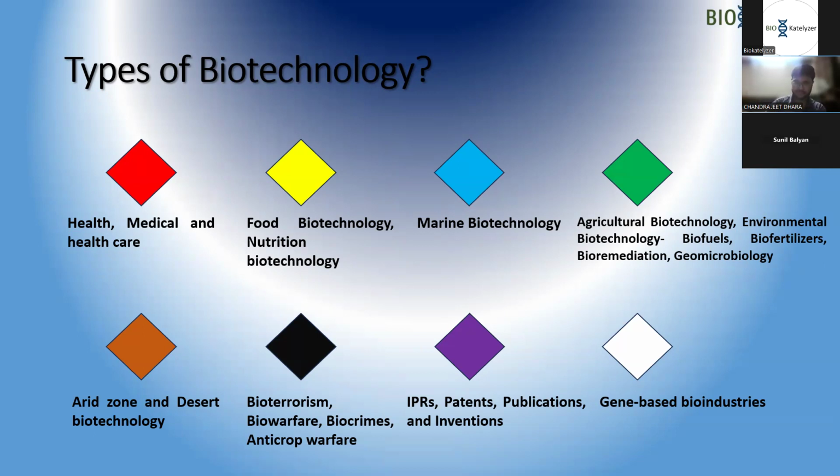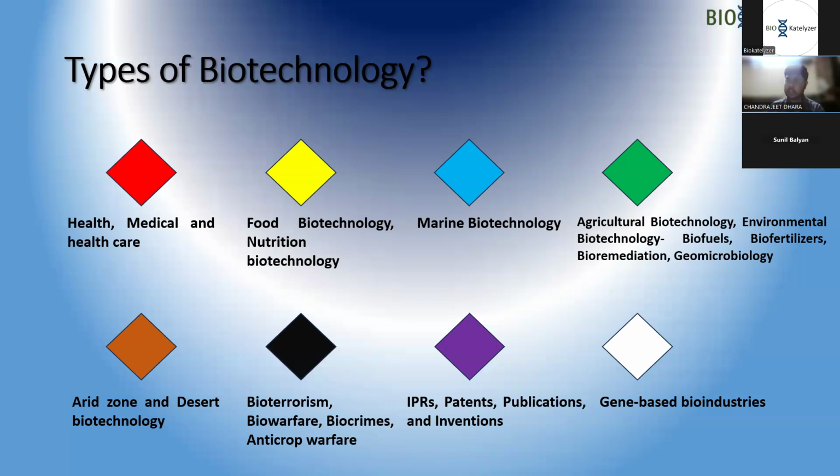this domain. Like brown biotechnology. Brown biotechnology signifies arid zone or desert biotechnology. Like the scientist who will choose to research or go to work for desert or arid areas, study the deserts, how deserts are changing, how the geography of that desert is changing by time. That person will come under brown biotechnology. Like black will signify bioterrorism, bio warfare, bio crimes, and anti-crop warfare.